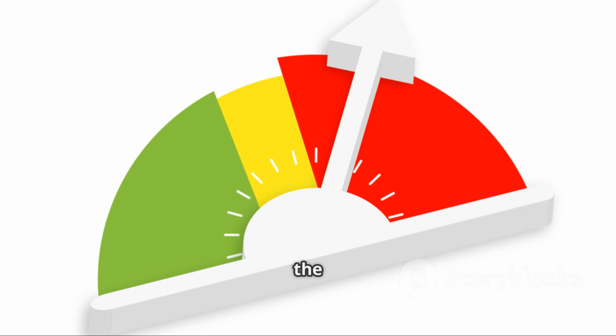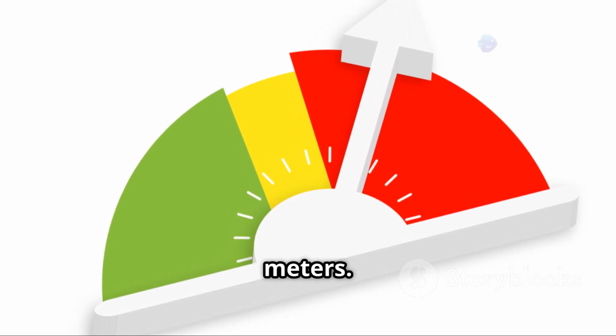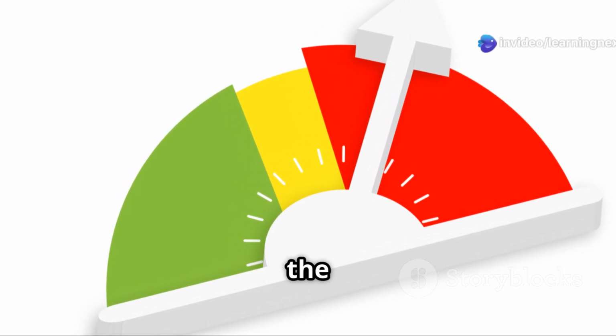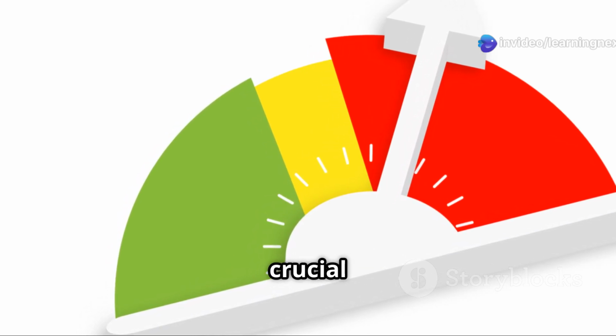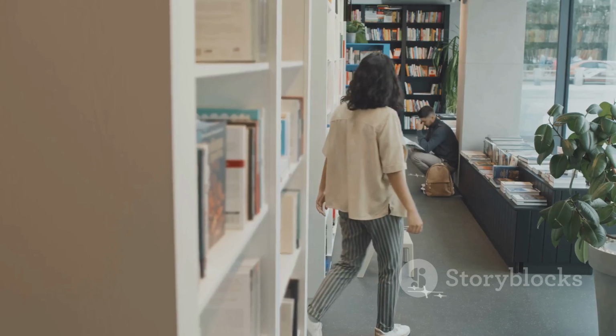H is the height above the reference point, measured in meters. The higher the object is, the more gravitational potential energy it has. This height is crucial in determining the total energy.